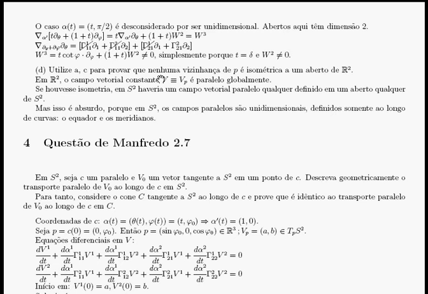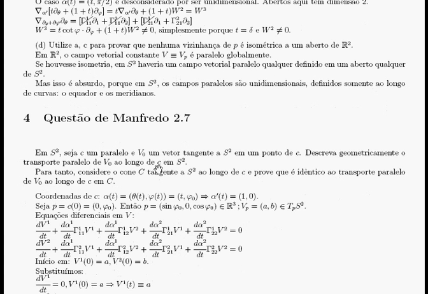Now we're going to use A and C to prove that no neighborhood of P is isometric to an open set of R2. In R2, the constant vectorial field V equal to V_P is globally parallel. If there were an isometry to S2, there would be a parallel vectorial field defined in any open set of S2. But this is absurd. This is a contradiction because in S2, the parallel fields are unidimensional, defined only along curves, the equator and the meridians. Manfredo 2.7, the same thing.